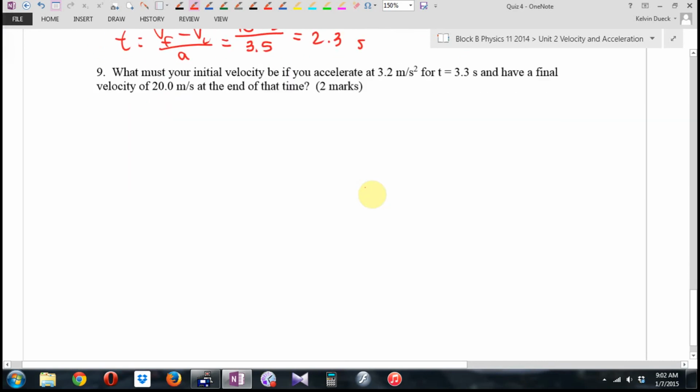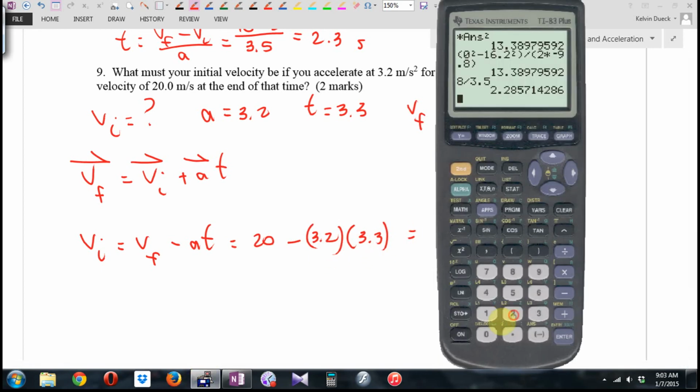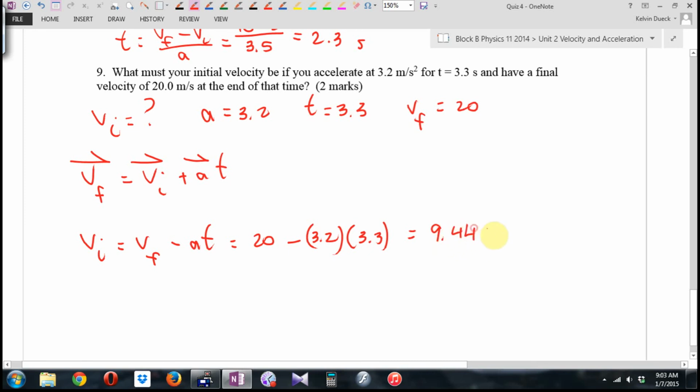What's number 9 asking me to find? VI. Let's see. A is 3.2. T is 3.3. VF is 20. On this quiz, I'm using this equation every single time. By the way, I'm being sloppy. Technically, I should put vector symbols on all of those, but how would I get the VI by itself? Minus the AT. VI is going to be VF minus AT. It's going to be 20 minus 3.2 times 3.3. You get 9.44 meters per second.